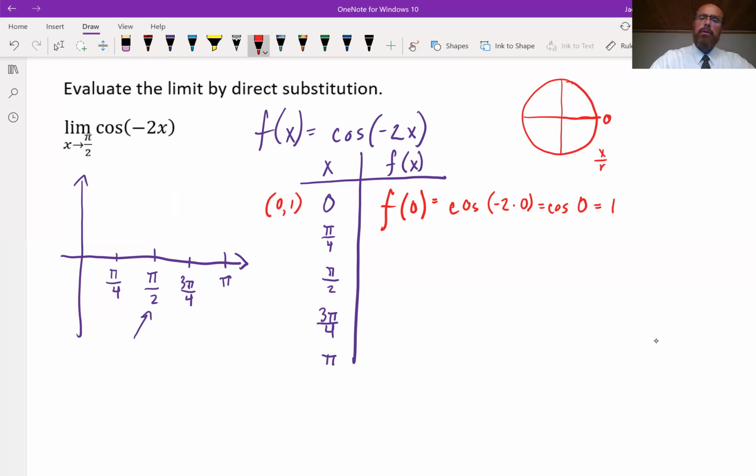We'll keep going. So we're going to calculate f at pi over 4, which is cosine of negative 2 times pi over 4. We've got to simplify that product. That's cosine of negative pi over 2. So we are going in the negative direction of this unit circle, so that goes down there, at negative pi over 2. So the x value at that lower y-axis is 0. 0 over the radius of 1 is just 0. So at pi over 4, we're at 0.